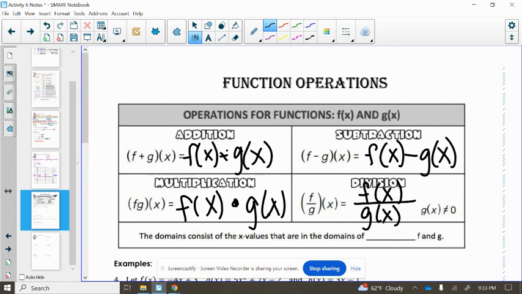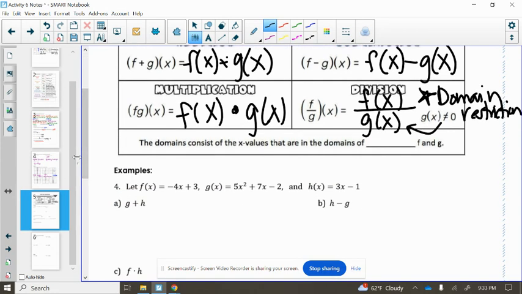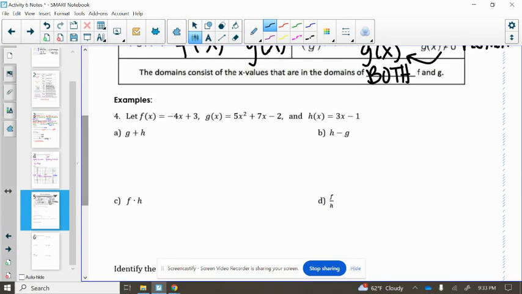Now be careful with function division. Reminder, we do not want our denominator to end up equaling 0 at times. We'll talk more about this later in the lesson, but this is going to be the idea of some domain restrictions on our functions to make sure that they exist. And then the domains of the x values are those in the domains of both your original functions f and g.